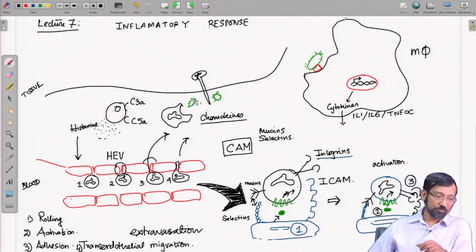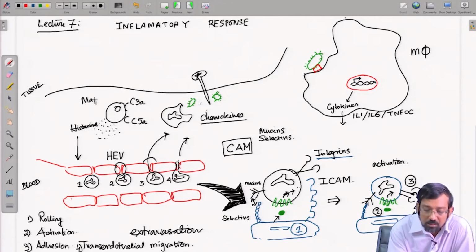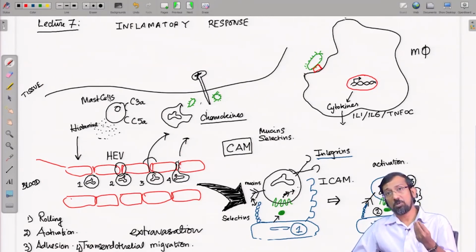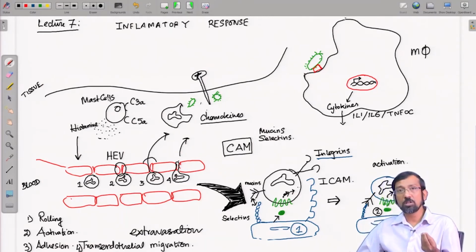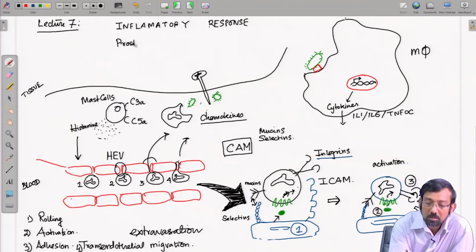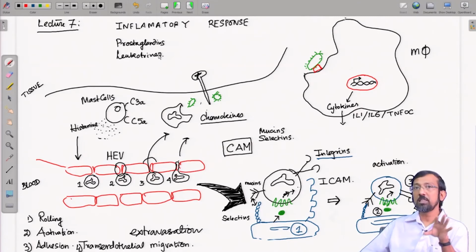Apart from histamine, these granulocytes like the mast cells, as well as activated macrophages, produce other types of small molecules or effector molecules, like the prostaglandins and the leukotrienes, which are also mediators of inflammation. So, there are several mediators of inflammation.